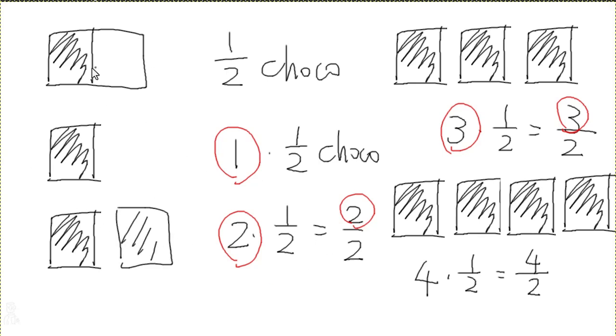Now, I take the half chocolate bar as a unit, and then 1 half chocolate bar, 2 half chocolate bars, 3 half chocolate bars, and 4 half chocolate bars. And we write like this. This is the fraction.